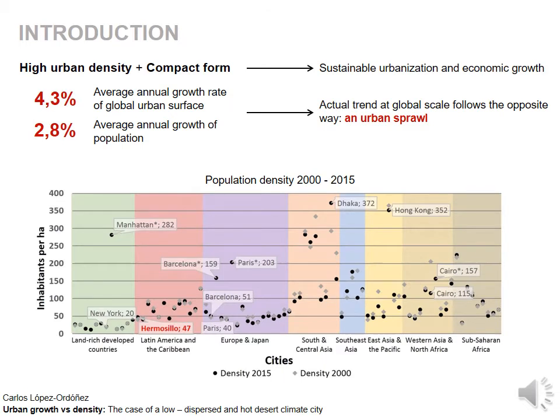Urban density is commonly used to measure life quality in a city, and together with a compact urban morphology, they are often seen as prerequisites for sustainable urbanization and economic growth. Even though high density seems to be the best approach, the actual trend at a global scale follows the opposite way. In this graph, we can see that in almost all the cities represented, the population density has decreased in a lapse of 15 years.